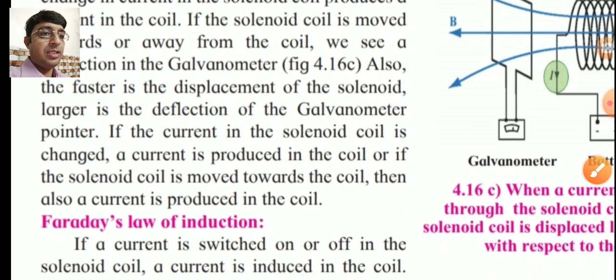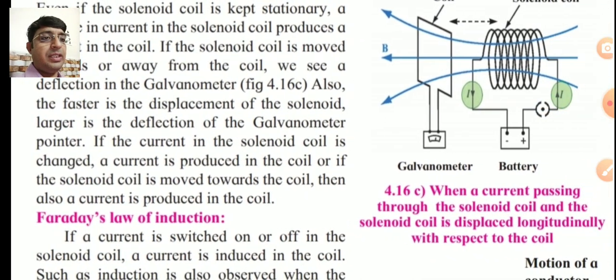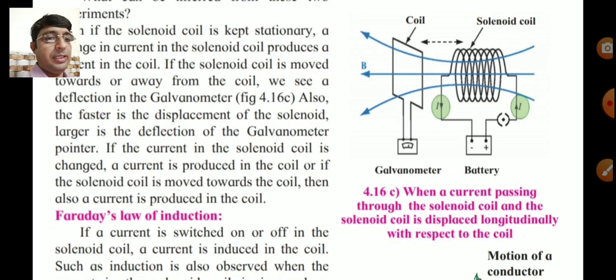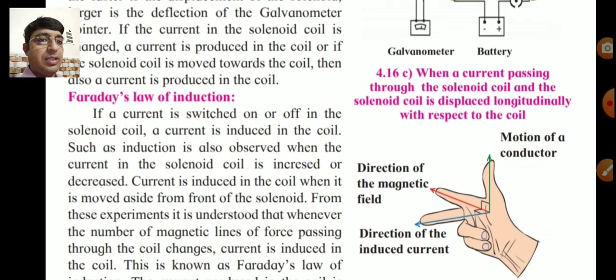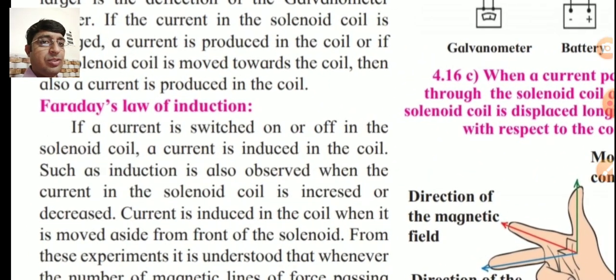If the current in the solenoid coil is changed, a current is produced in the coil, or if the solenoid coil is moved towards the coil, then also a current is produced in the coil. So whichever activity we do, what happened in those activities? Current is produced in the coil. All getting? So read again and again and clear your concept. A 2-mark question is asked on this topic.